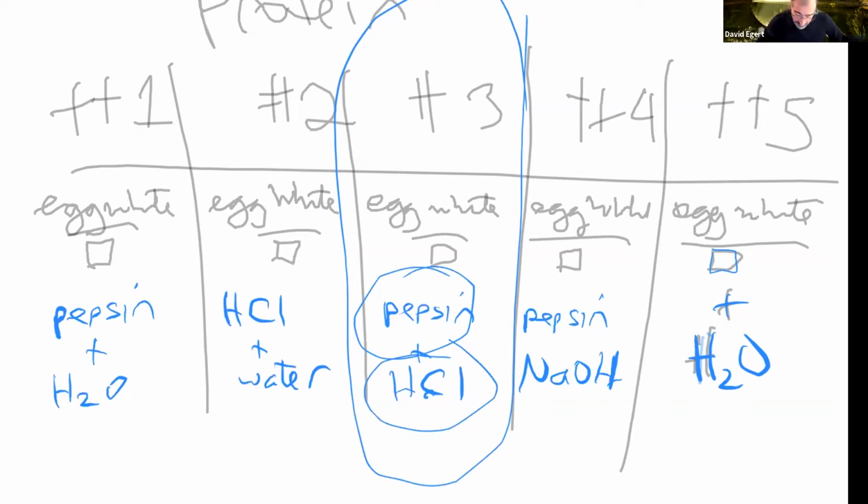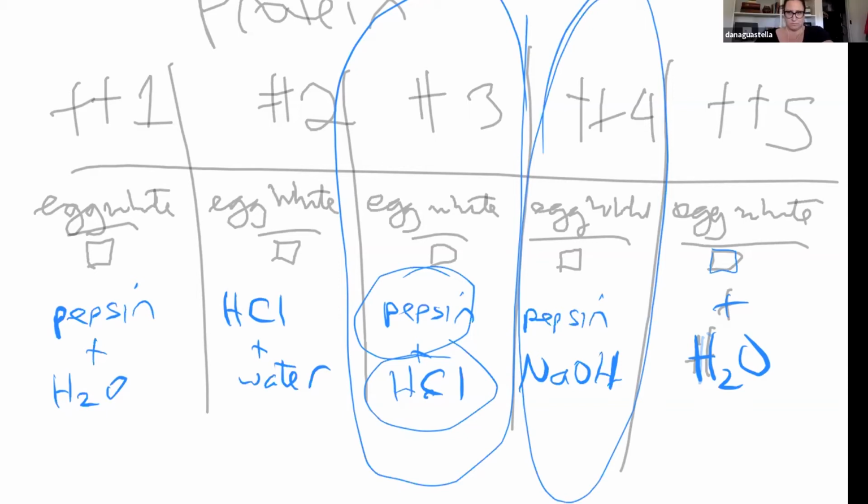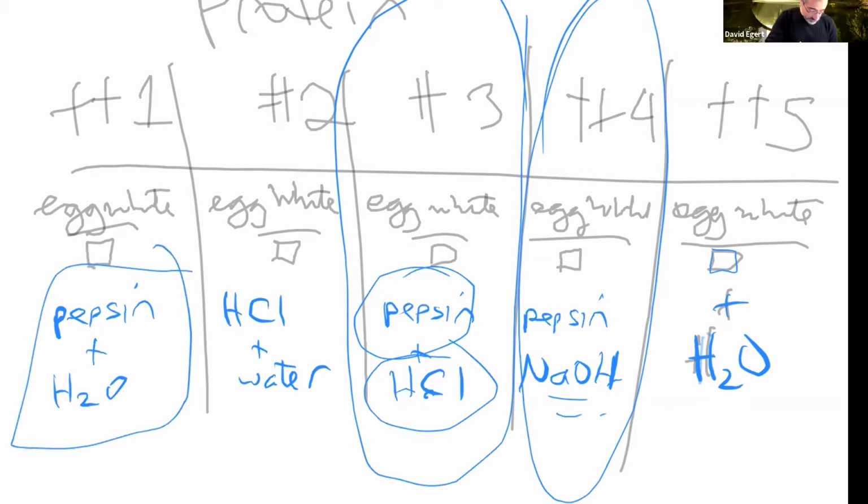What about what's going to happen in test tube 4? The least breakdown, right, and why? Because the strong base will negate the role of the pepsin. It's going to denature it, right? Yeah. And similar here, pepsin and water. Here, this is kind of neutral. Maybe it's going to work, but definitely it's not going to be the ideal pH that pepsin likes to work in.